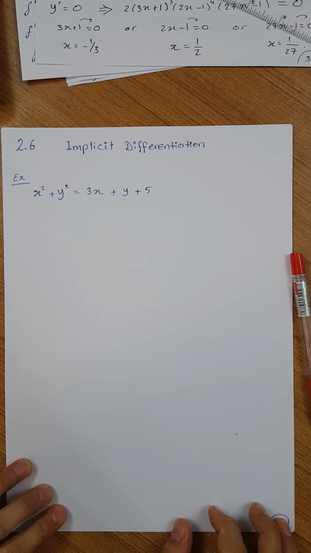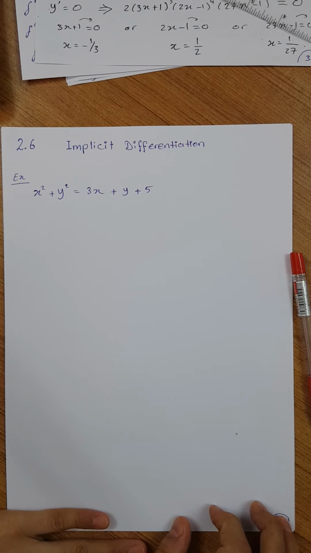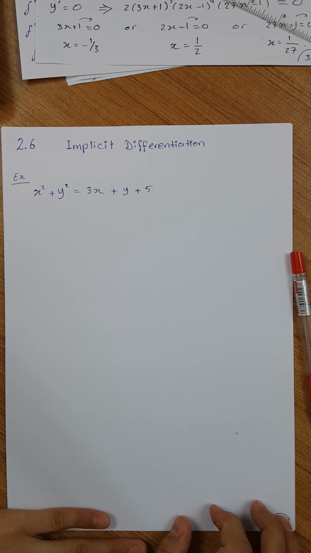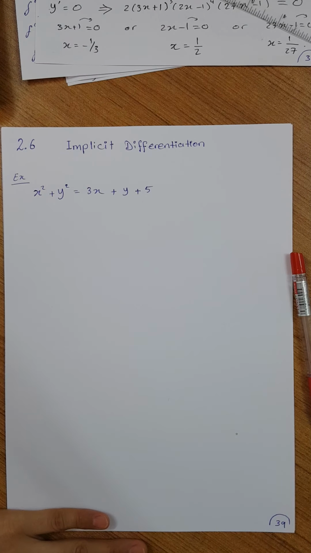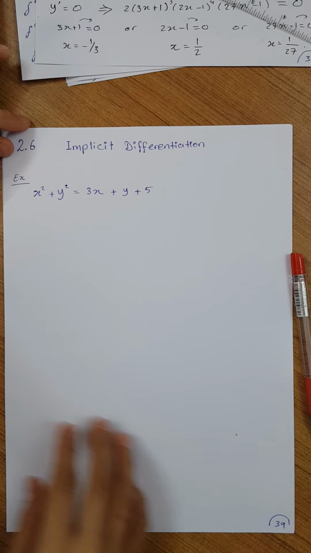We have got another concept, that's implicit differentiation, in chapter 2, the last section, which is section 6. I'll skip section 5 because it's about something that has got extra rules. You do not need these ones for me. So I'm just moving to section 6, implicit differentiation.